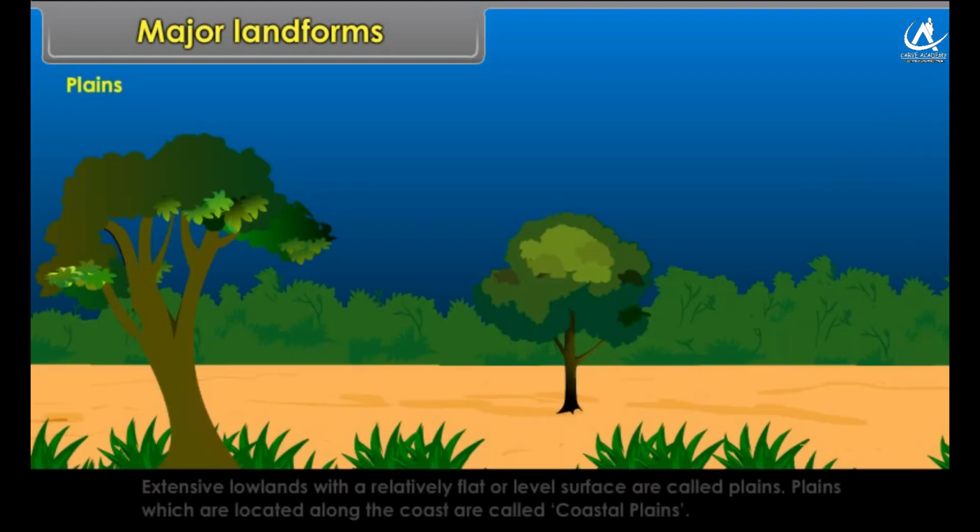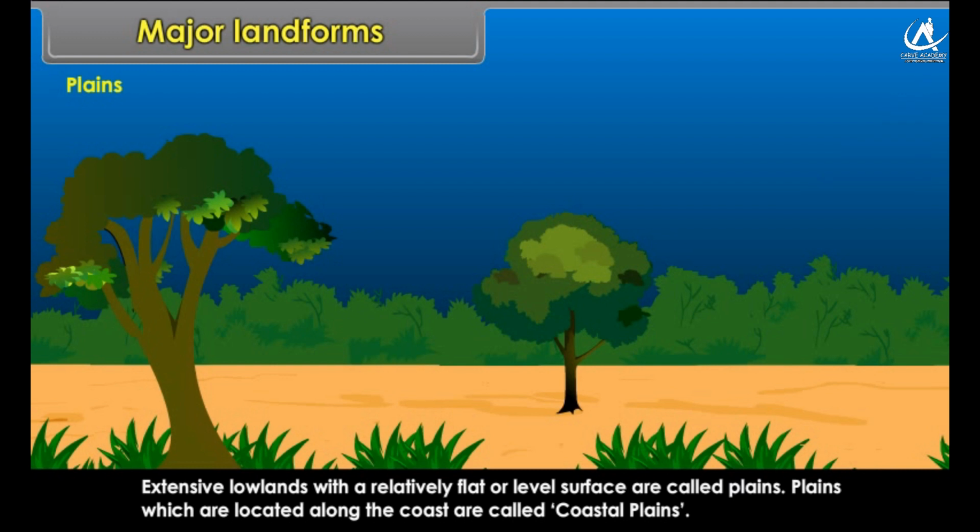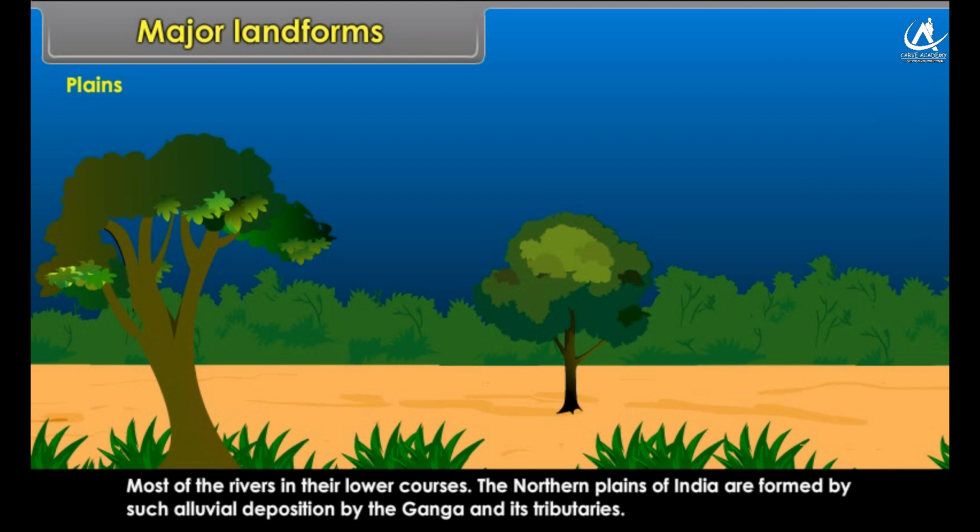Plains: extensive lowlands with a relatively flat or level surface are called plains. Plains which are located along the coast are called coastal plains. Most rivers deposit alluvium in their lower courses. The northern plains of India are formed by such alluvial deposition by the Ganga and its tributaries.